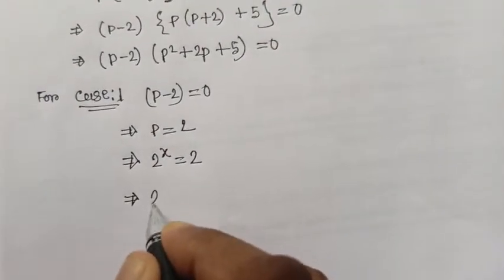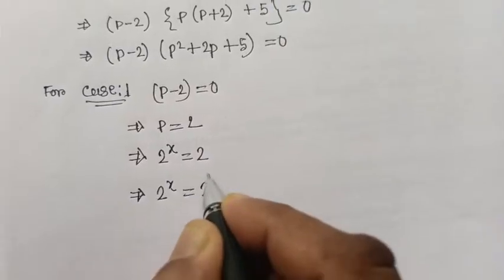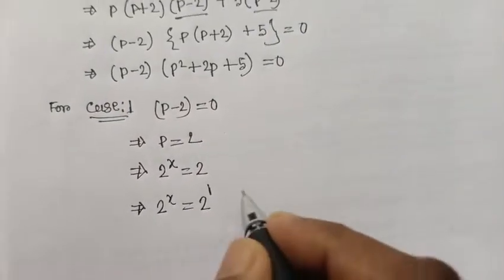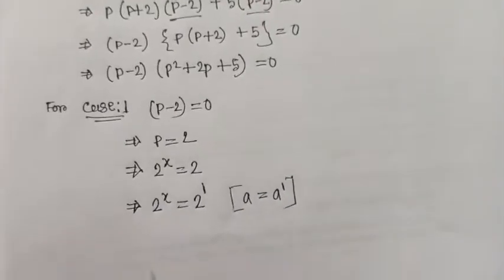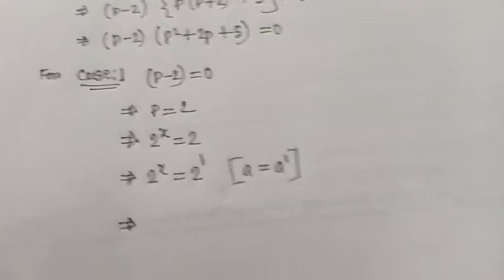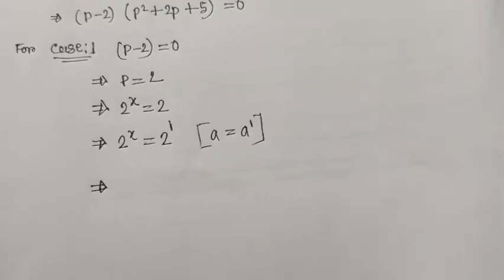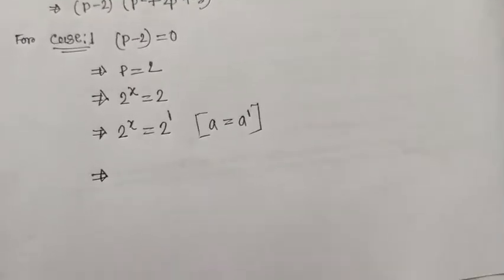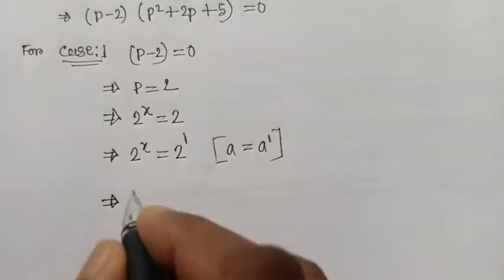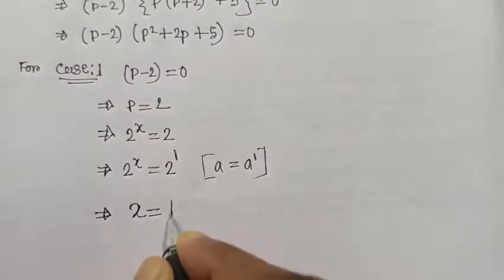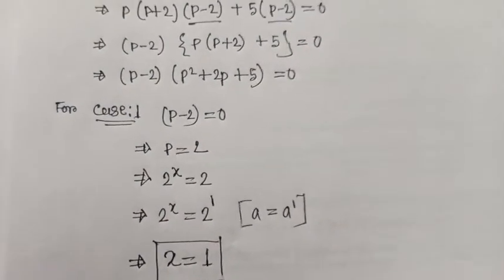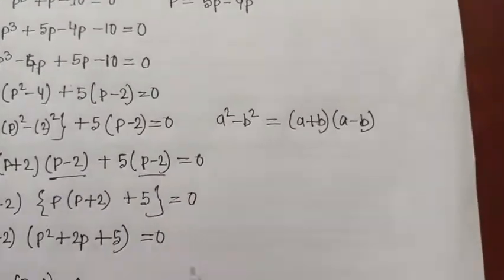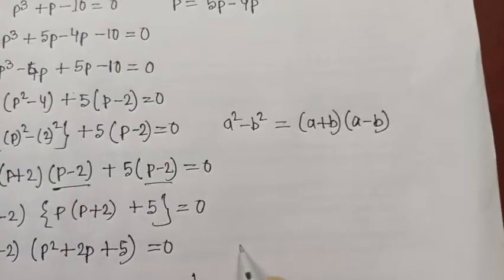Now we can write 2 as 2 to the power 1, as a is equal to a to the power 1. Okay, so from this we are seeing that the base of both sides is same, and the base is 2. So we can write x equals 1. So we got one solution from here, that is x is equal to 1. Now we are going to find another solution for case 2.